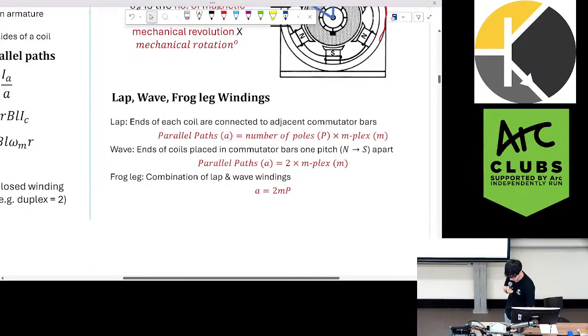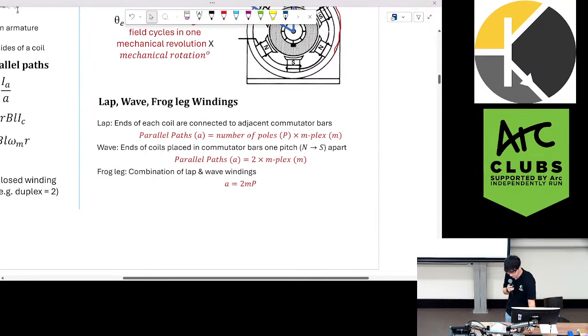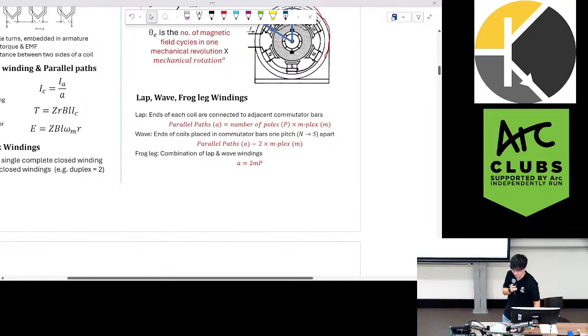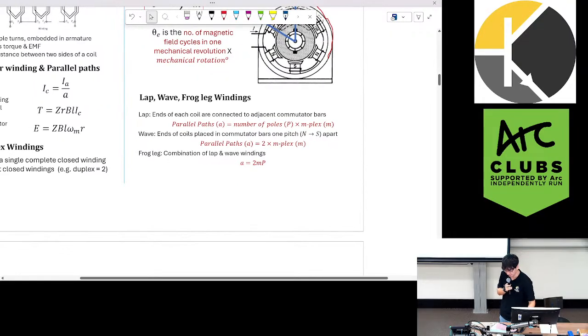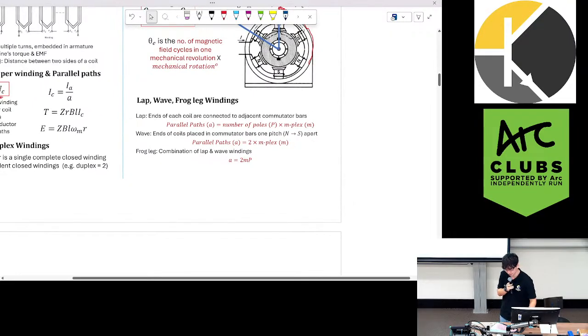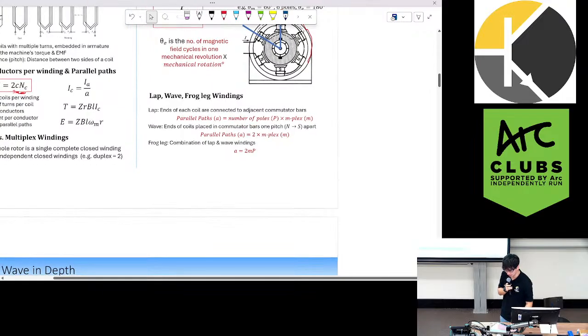All right. So moving on to something that Georgios likes to put in the exams a lot is the difference between lap, wave, and frog leg windings. Who is comfortable with lap and wave windings? Yeah? All right. Okay. Personally, it took me a while to understand these. And I'll go through them in detail just to make sure we're all up to scratch on them.